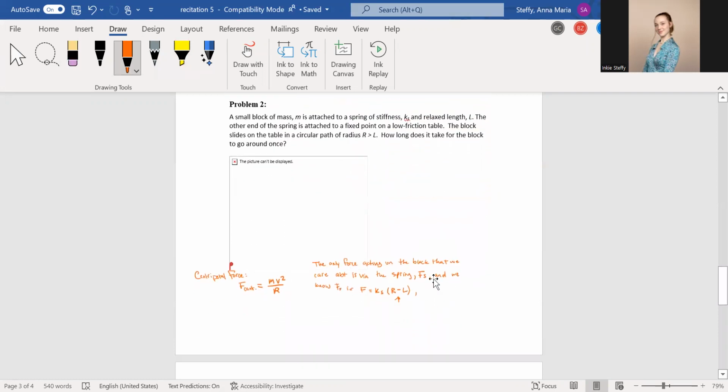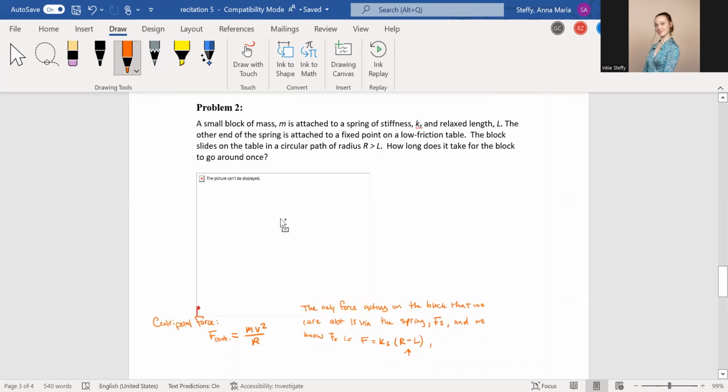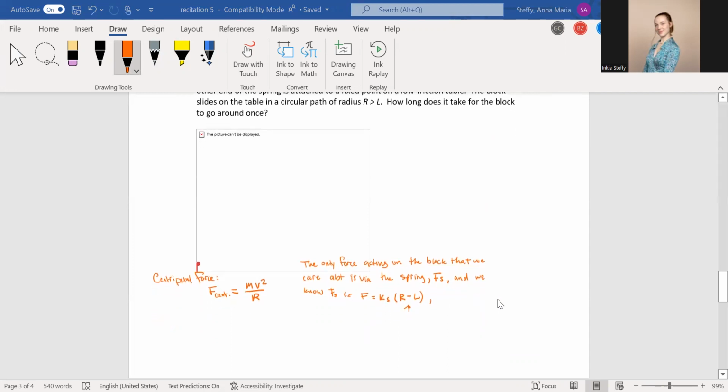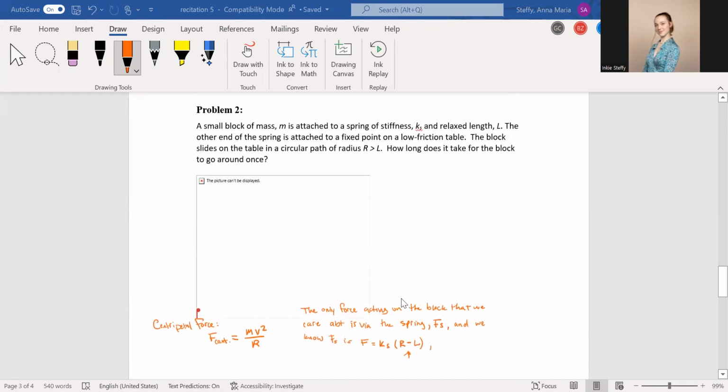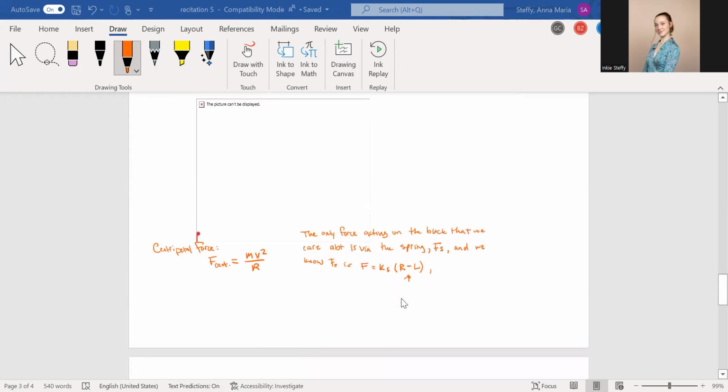Let's go through this one real quick. This picture will display. I guess we don't need it for recitation because you can see it on the actual document. On Zoom, it's acting up. But it asks: a small block of mass M is attached to a spring of stiffness Ks and relaxed length L. The other end of the spring is attached to a fixed point on a low friction table. The block slides on the table in a circular path, and the radius R is larger than L. How long does it take for the block to go around once?